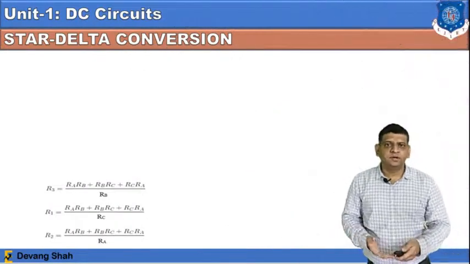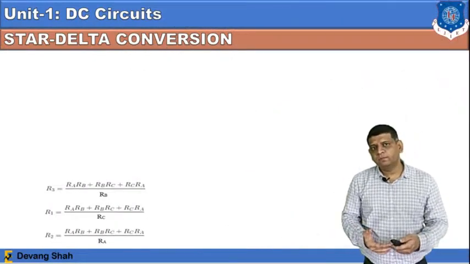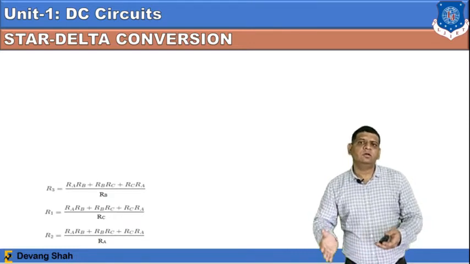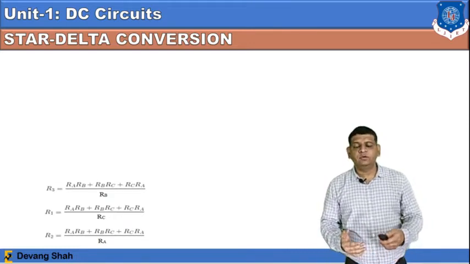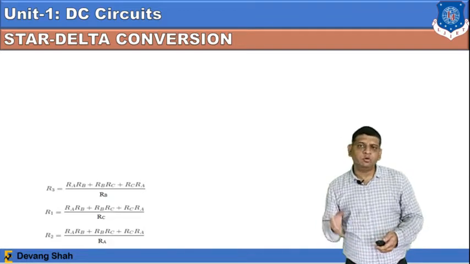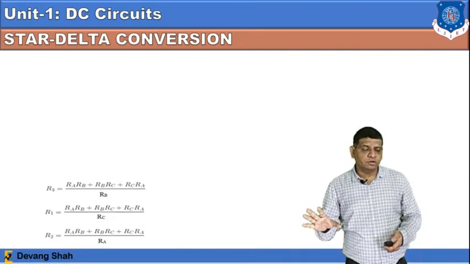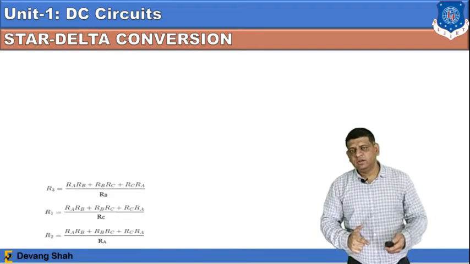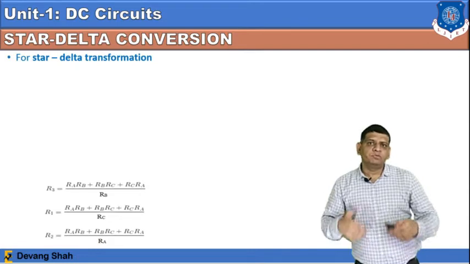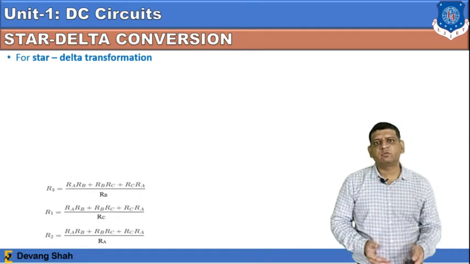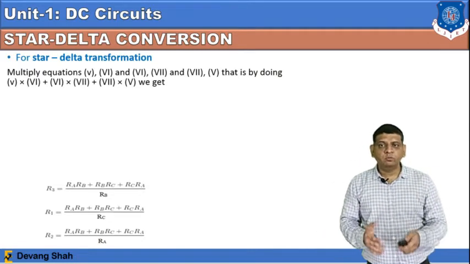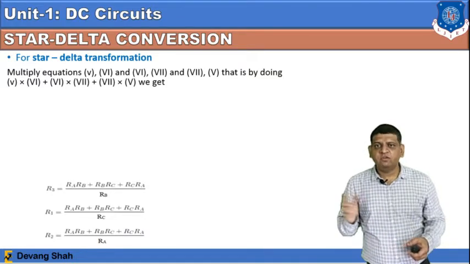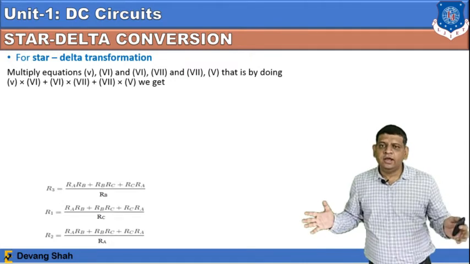Next we are going to solve for the star to delta transformation. So far we have a total of 3 equations, equation number 5, 6 and 7. We use these equations for the star to delta transformation, where we multiply equation number 5 and 6, equation number 6 and 7, and equation number 7 and 5, and add all together.